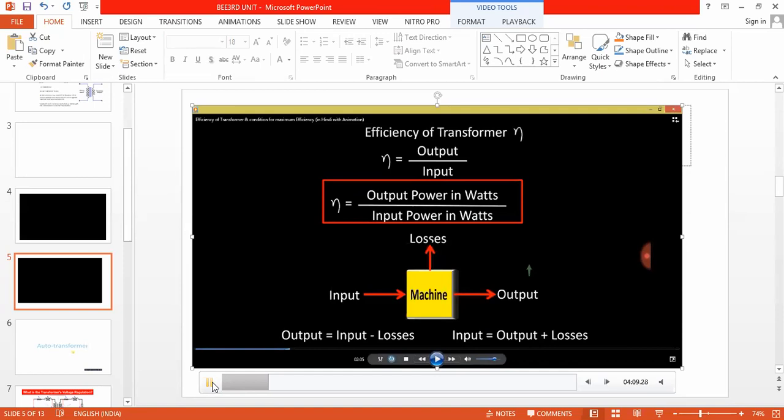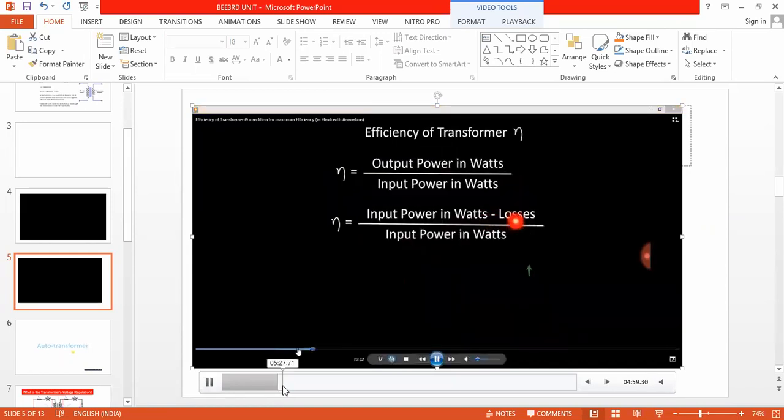So what is the next modification of this general expression? The efficiency topic is very much important. Now you see, efficiency equals output by input power. Output can be written as input minus losses, and input can be written as output plus losses. So what I am doing is converting output to input minus losses. We have written it here. And what is the input power formula?